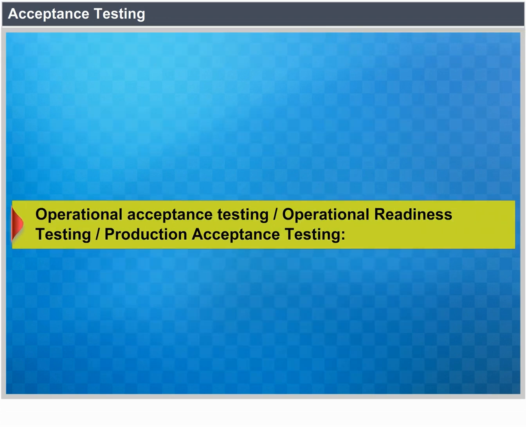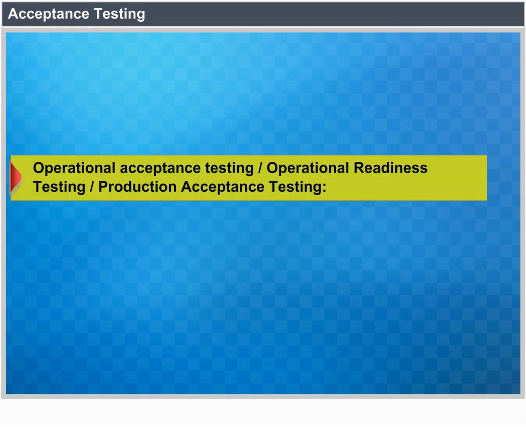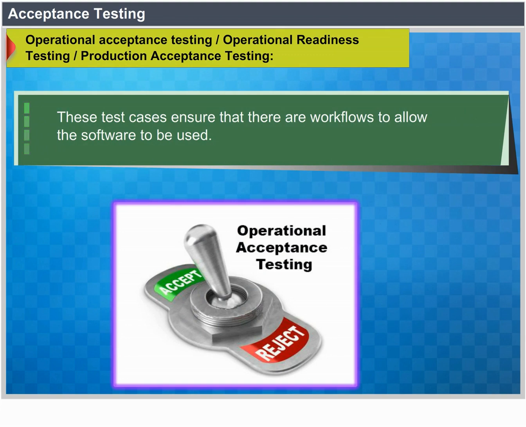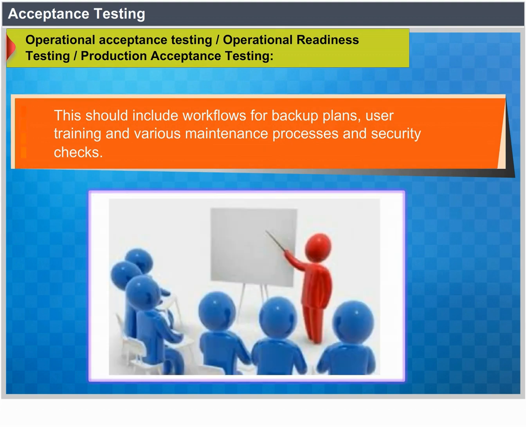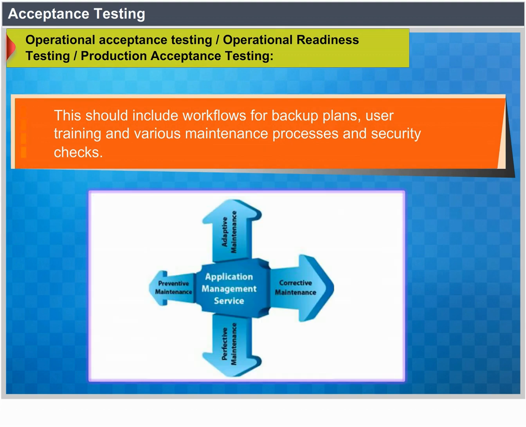Operational acceptance testing, operational readiness testing, production acceptance testing. These test cases ensure there are workflows to allow the software to be used. This should include workflows for backup plans, user training, and various maintenance processes and security checks.